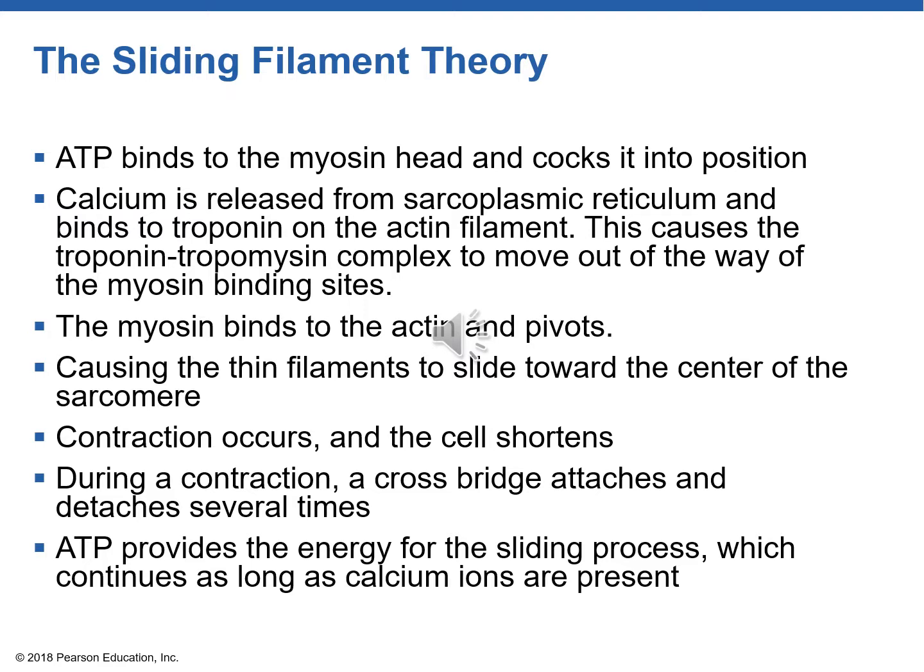During a contraction, a cross bridge attaches and detaches several times. The term cross bridge is when the myosin head is connected to the actin. Just the last note, ATP provides the energy for the sliding process, and it will happen as long as calcium ions are present. At the end of contraction, it's time for the calcium ions to be put away. They are going to be mopped up by the sarcoplasmic reticulum and stored for the next contraction.